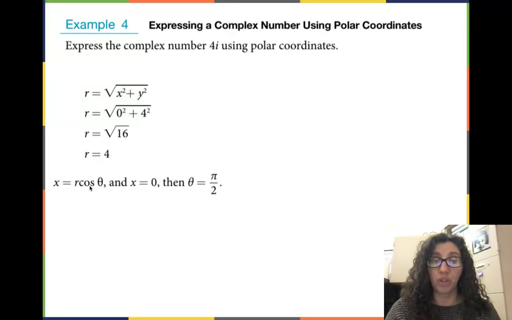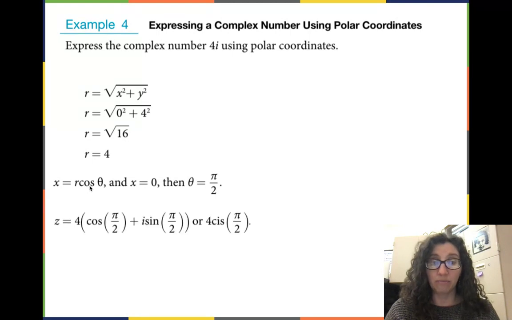Cosine of theta has to be 0. Okay, so we know that theta is pi halves, and we can write this as 4 times cosine of pi halves plus i times sine of pi halves. Or we could write that as 4 times cis pi halves.